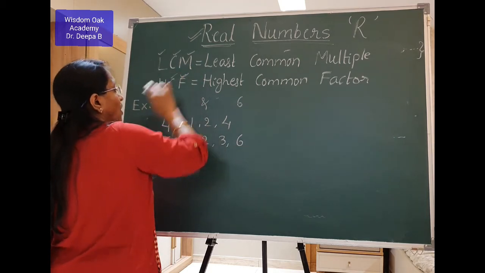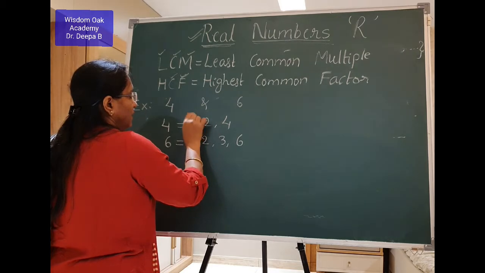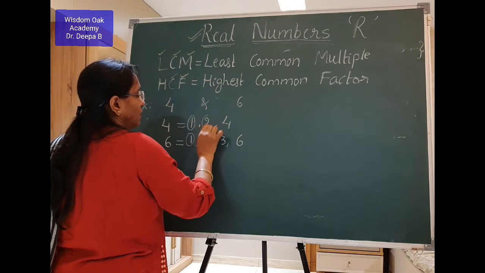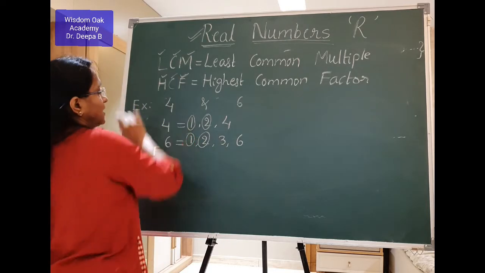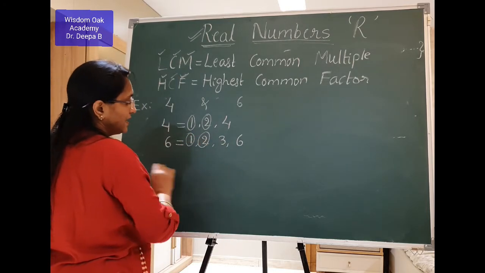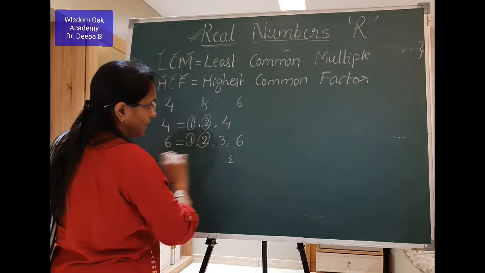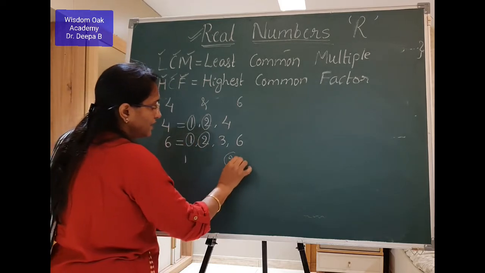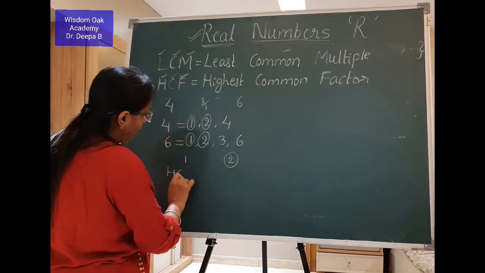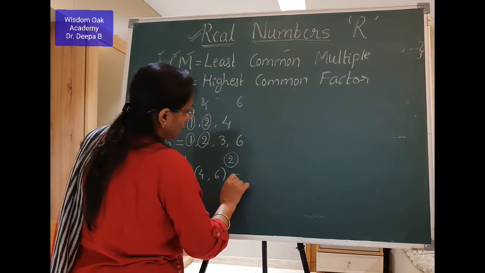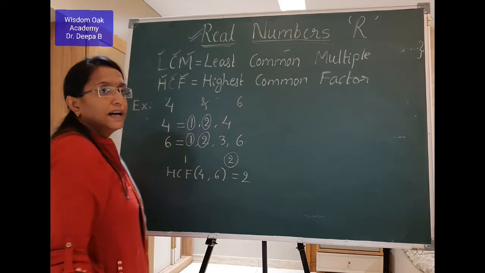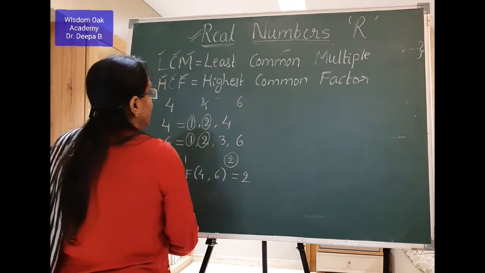Next, what is there? Common. Which are common here? 1 is common, 2 is common. Next, highest. Out of these two, which one is highest? 2 is highest. So the HCF of 4 and 6 is equal to 2. In this way, we find out LCM and HCF.